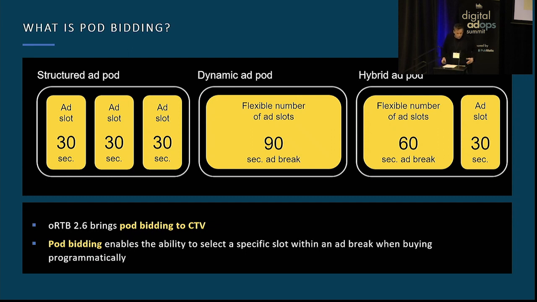And then I suppose, what is pod bidding, as is the title of this slide? It's bidding on a specific slot in the pod. So again, sort of bridging that linear experience with digital. The first and last slot in an ad pod is worth more than the middle in certain circumstances, and so it affords that ability of being priced correctly by the publisher, as well as bid upon correctly by the buyer.